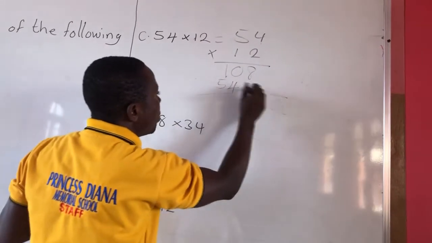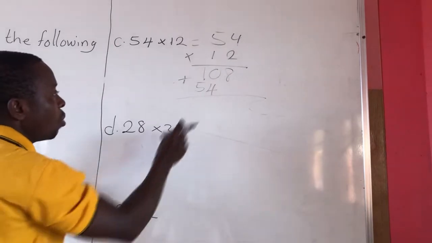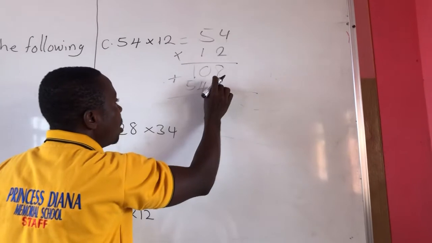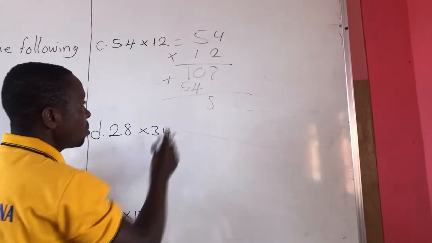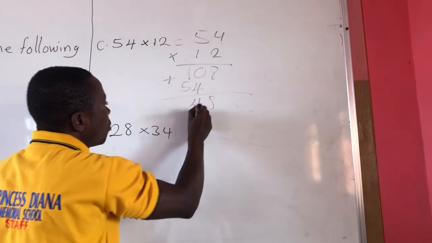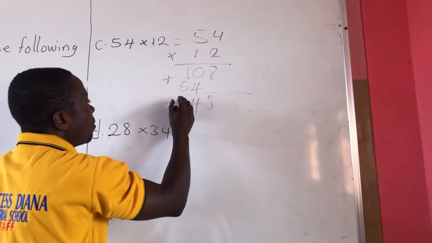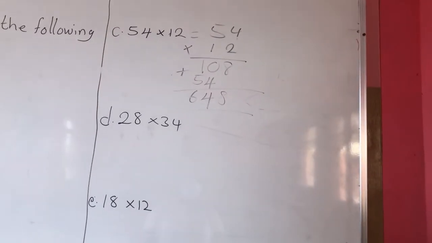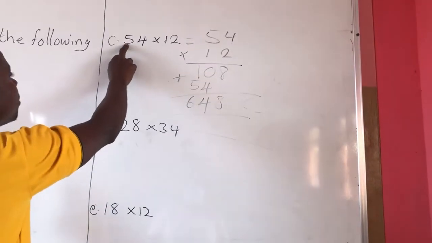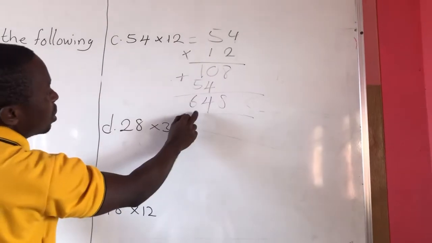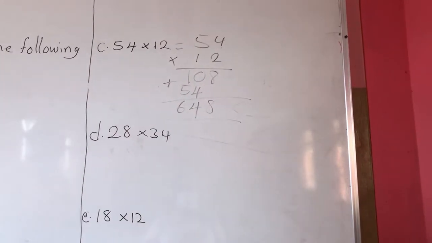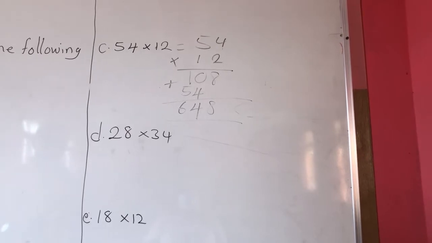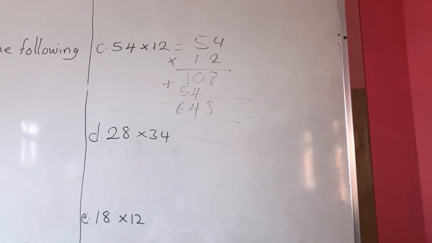Now when you get to this side, we add. Always make sure that when you get to this side, you add. So 8 plus 0 is 8. The 0 plus 4 is 4. The 1 plus 5 is 6. Good. So multiplying 54 by 12, we have 648.